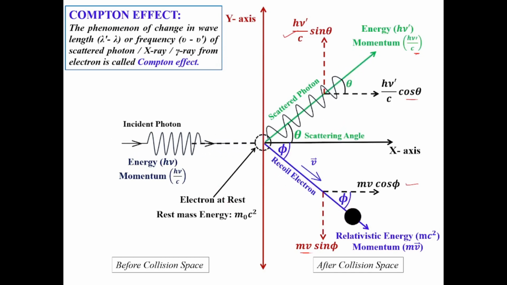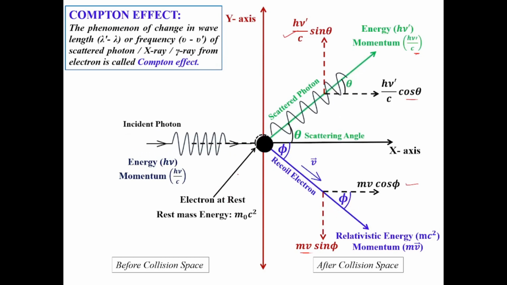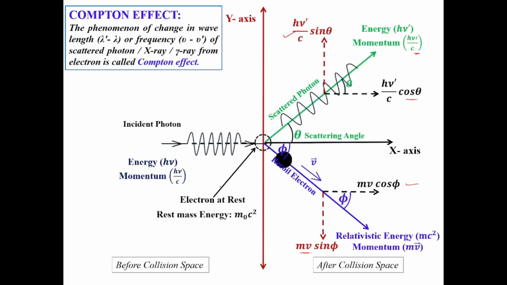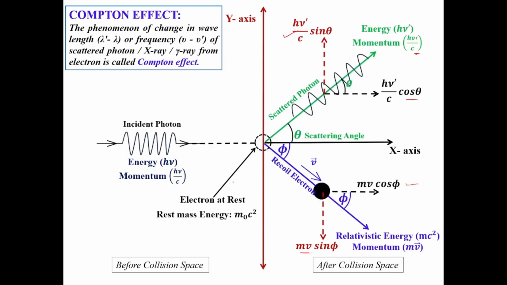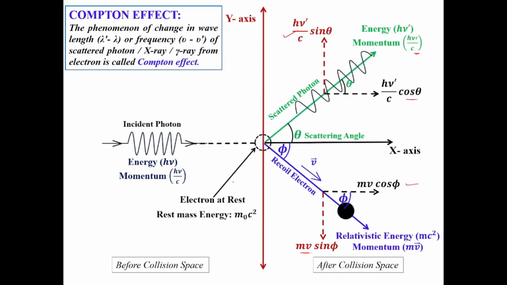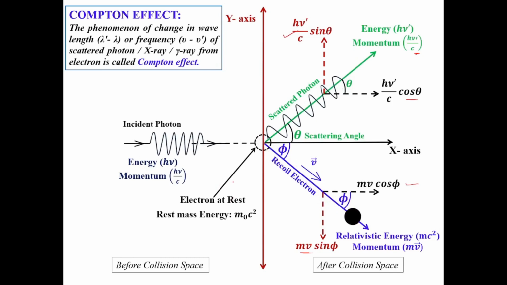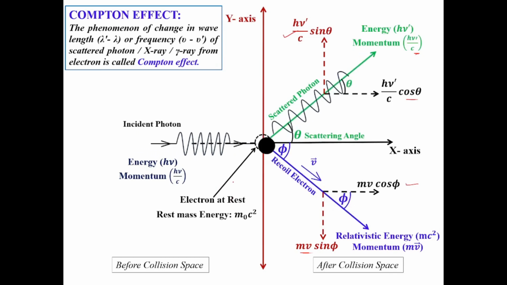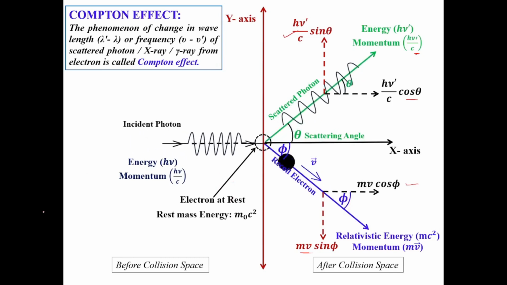Before collision total momentum, and after collision total momentum of the system, because we know that before and after collision the energy has to be conserved and the momentum also has to be conserved. So by considering these conservation laws, we are going to derive the mathematical derivation of the Compton effect.